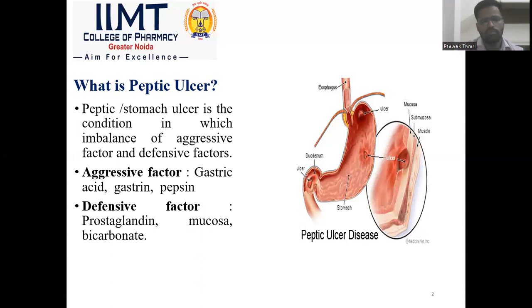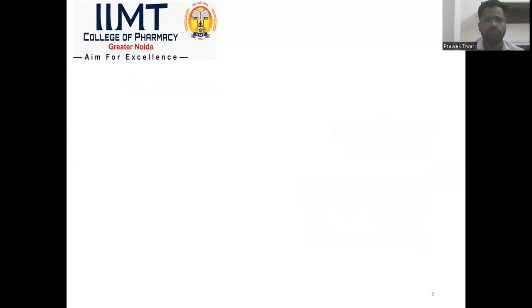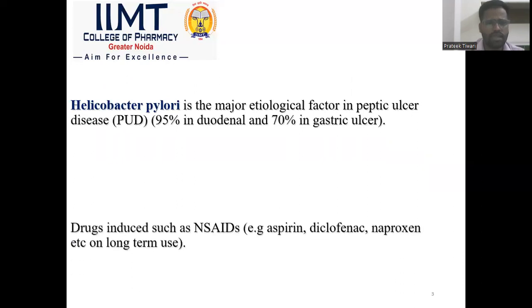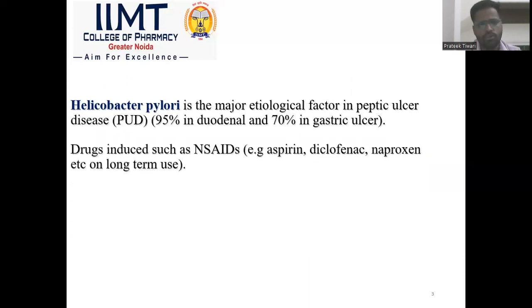Examples are prostaglandin, mucosa, bicarbonate. Age can also be called a defensive factor. So this is a brief introduction about peptic ulcer. Now there is one causative microorganism, Helicobacter pylori. It is one of the major etiological factors in peptic ulcer. It causes 95% of cases of duodenal ulcer and 75% of gastric ulcer.